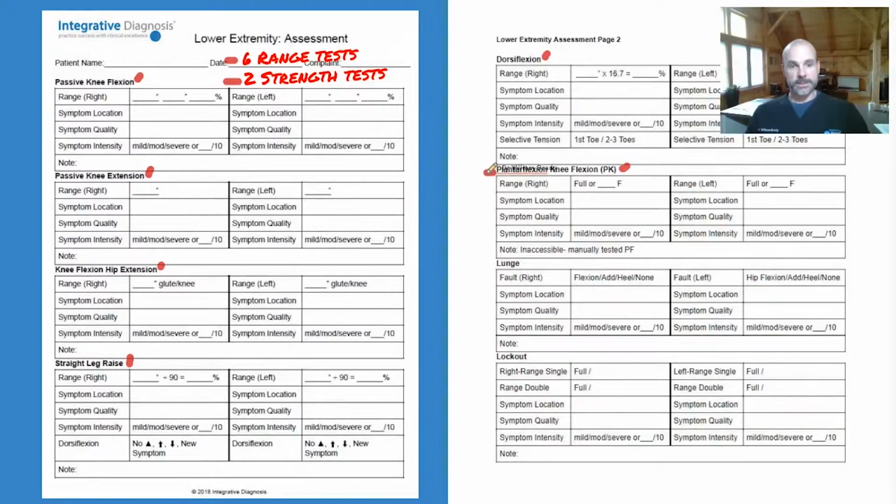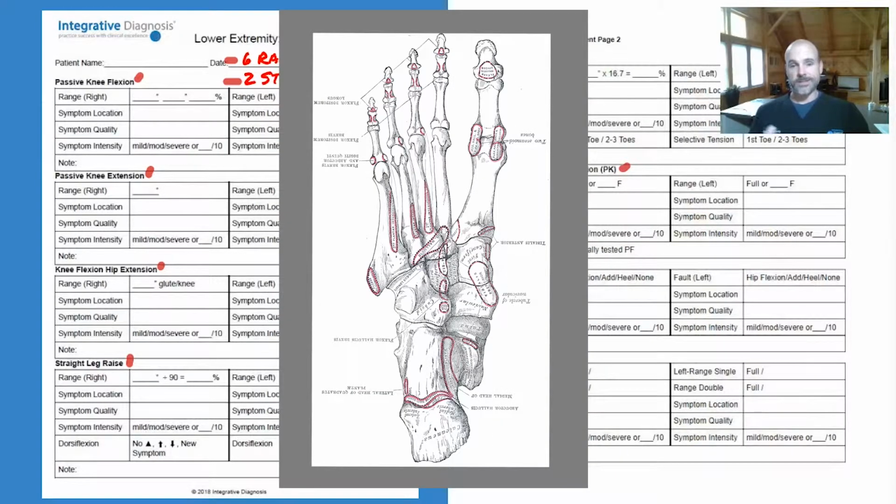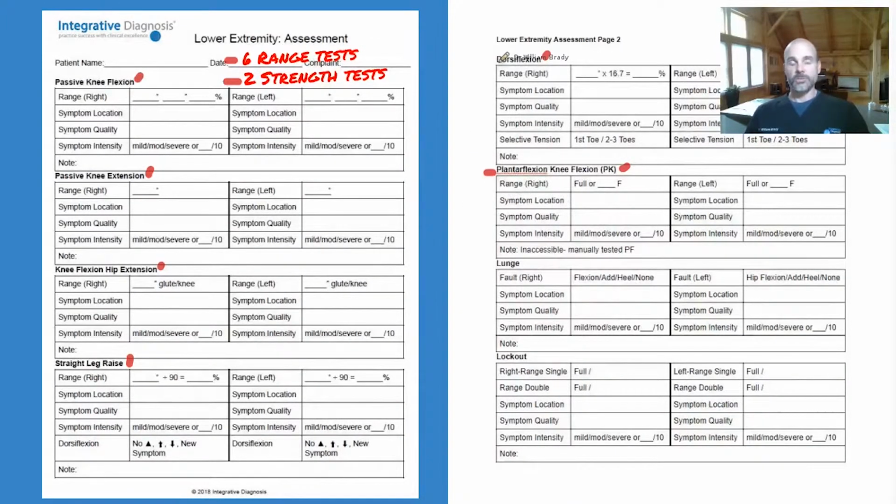More importantly is the structures that allow for plantar flexion are the ones that actually support the arch in the foot. The tibialis anterior runs down the front of the lower leg and actually attaches onto the bottom of the arch. So those tissues support and protect the ankle and foot. And we assess their function by assessing their range.